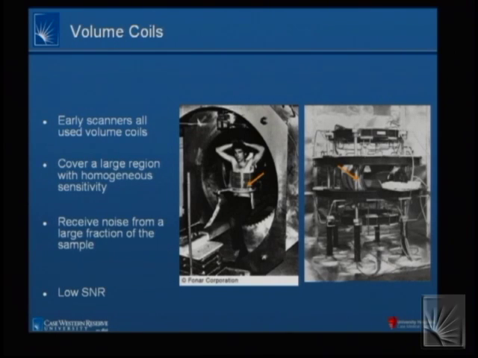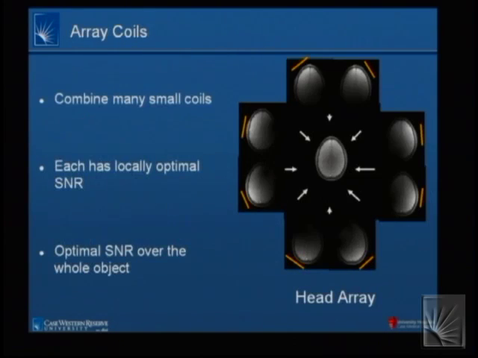So big coils give lower SNR, smaller coils give higher SNR. If I could, I would like to move away from this paradigm of sticking a head inside of a single coil and maybe use an array of them. So what we're going to do is look at how we might combine many small coils together, where each of them has been designed to have some local optimum SNR.